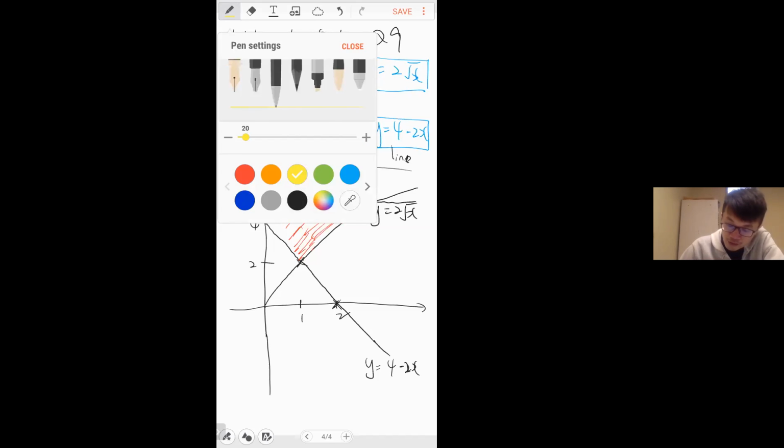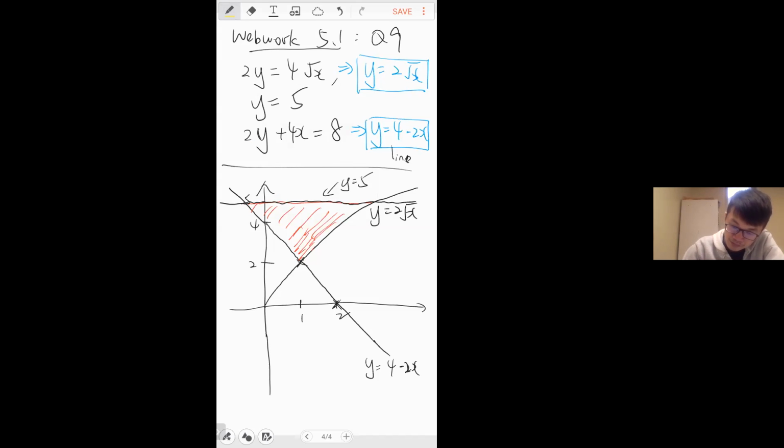We mentioned last time that if I do horizontal, for example, like this, on the left side, the top function is y equals 5, and the bottom function is y equals 4 minus 2x. On the right side, the top is y equals 5, but the bottom is y equals 2 times root x, which is a different function from what's on the left. Does it make sense?